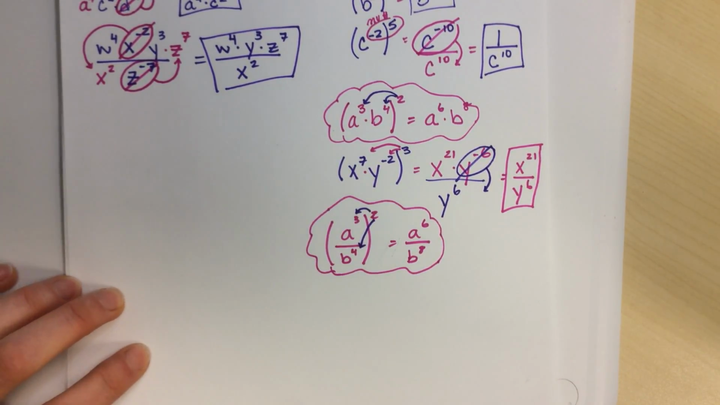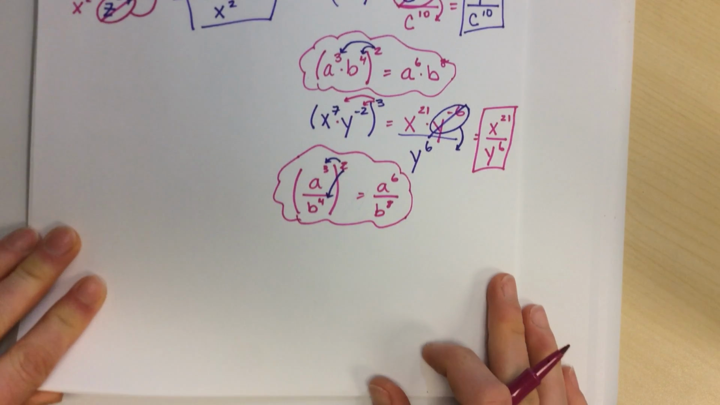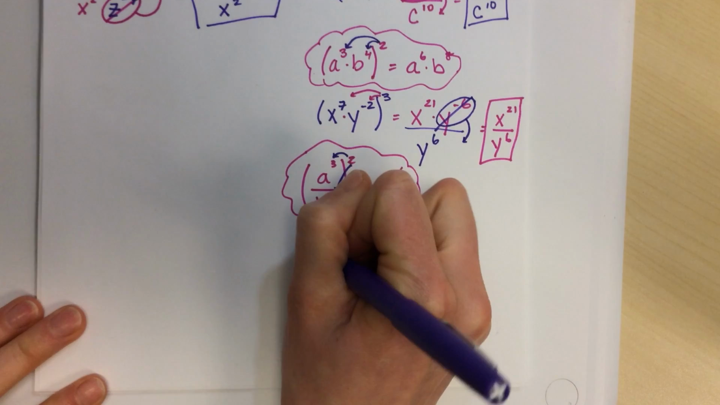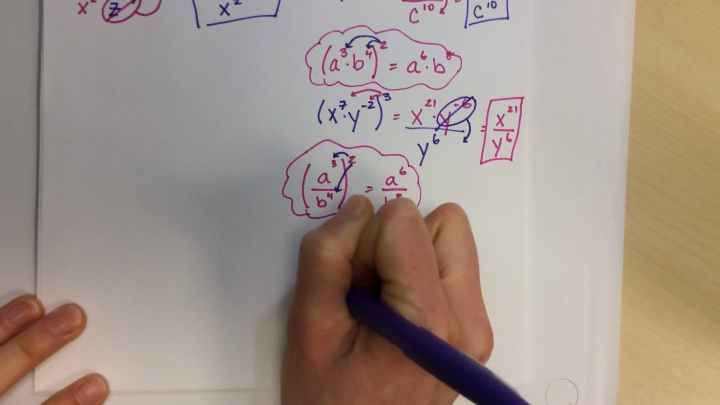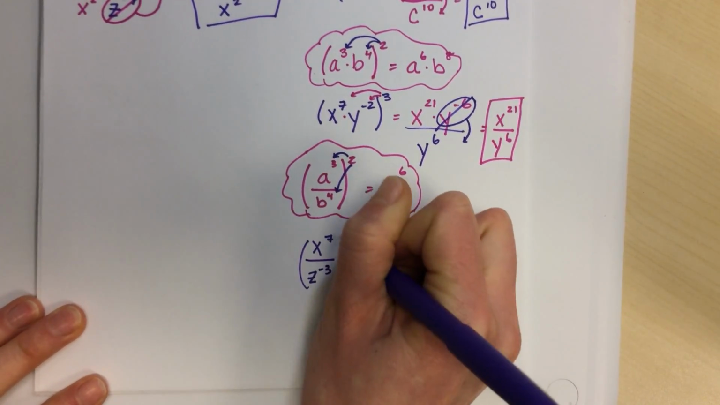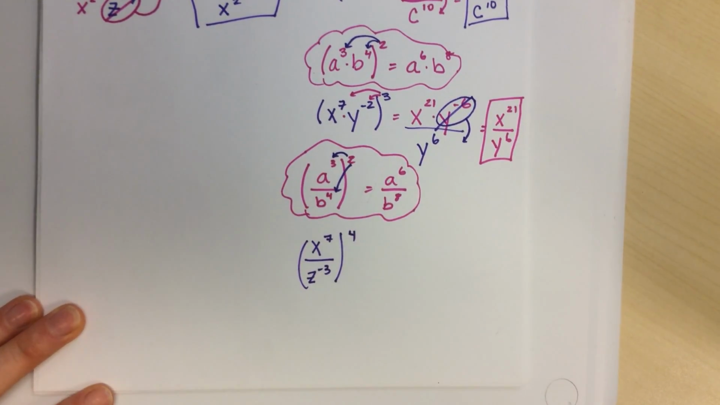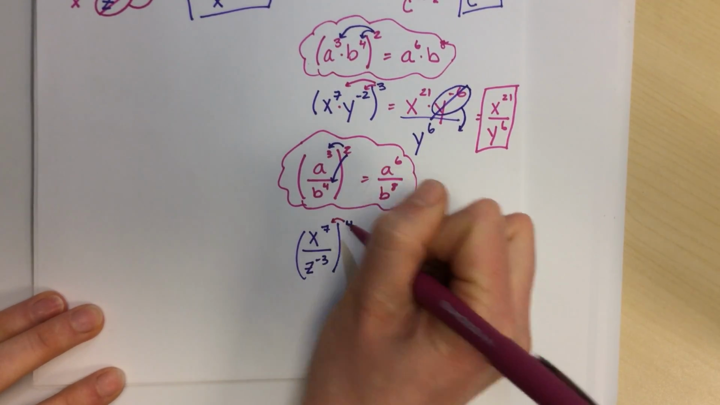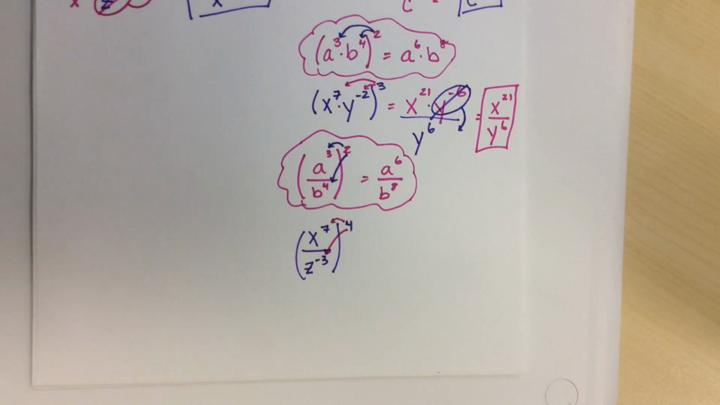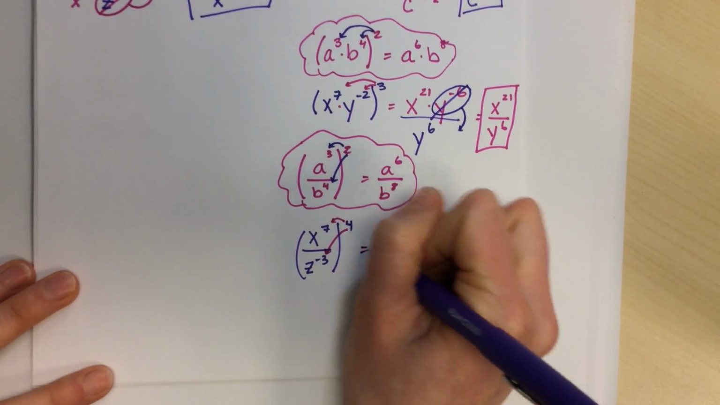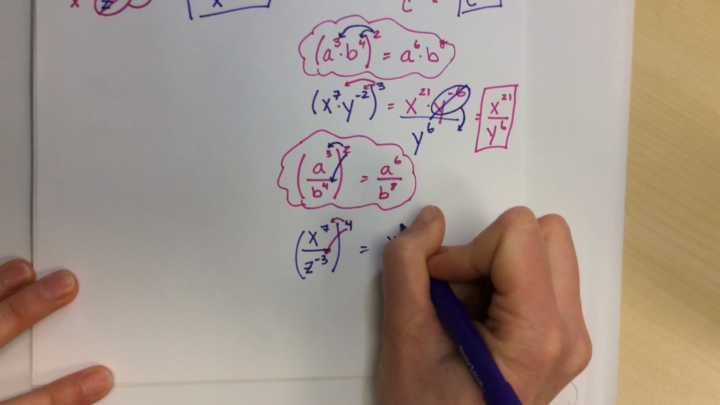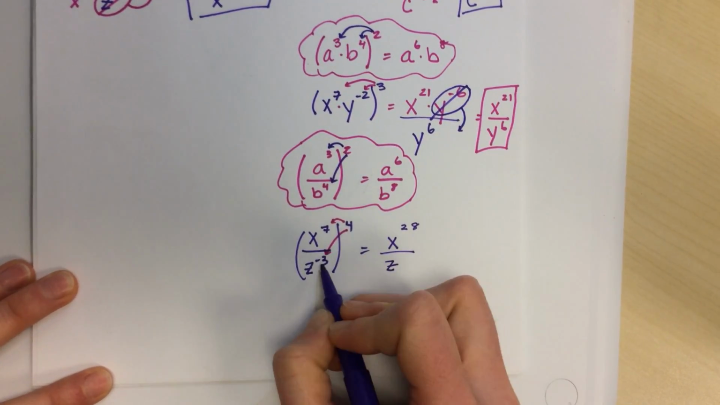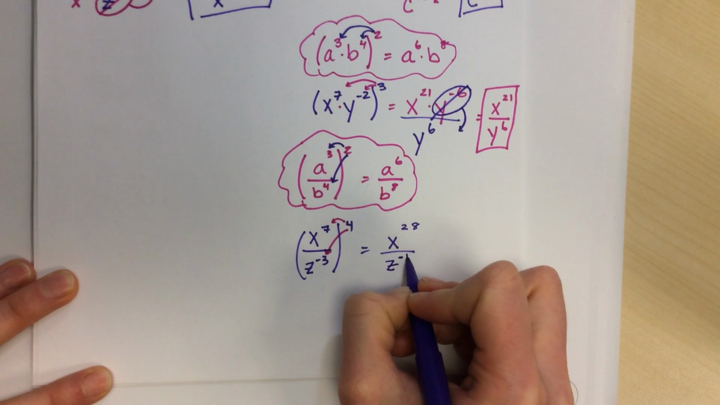So that's kind of like our third rule in this sequence here. All right, let's do an example. Get our feet wet here. x to the 7th over z to the negative 3, raised to the 4th. Okay, again, we distribute that 4 to each of these exponents. So we get x to the 7 times 4 is 28 over z, and then negative 3 times 4 is negative 12.